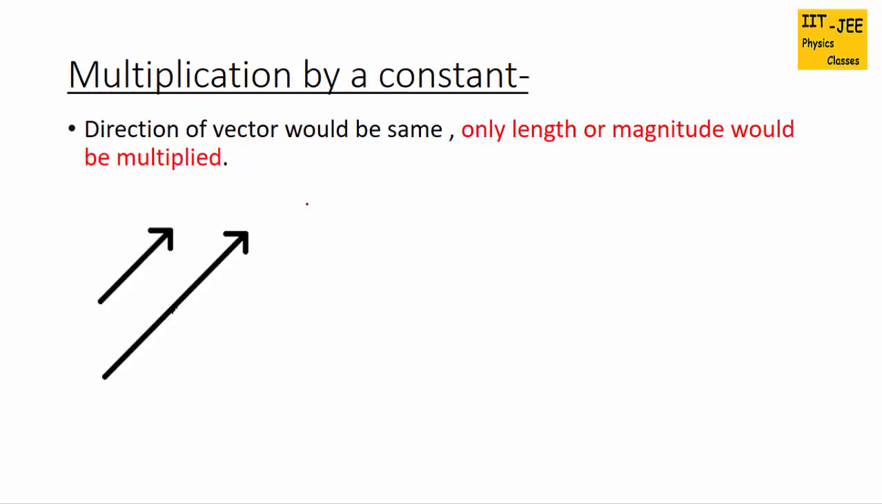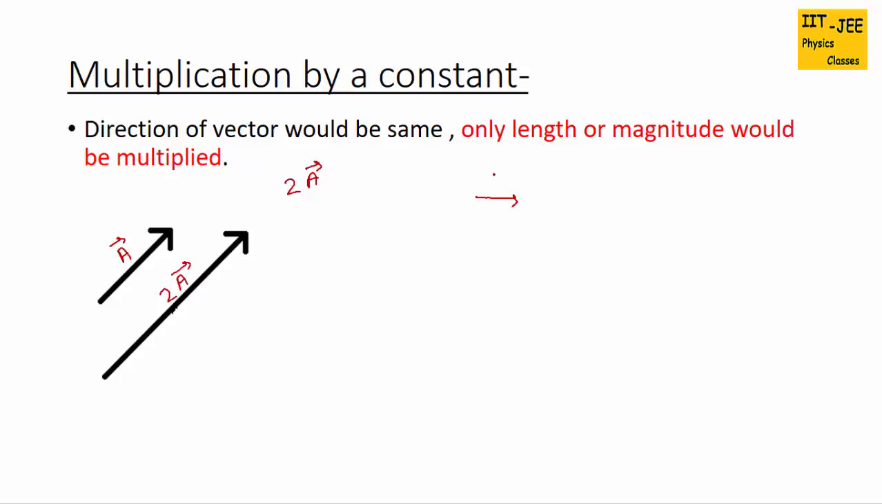Multiplication by a constant. Like we have vector A here and we want to draw vector twice A, means we are multiplying this vector A by 2. 2 is a constant. So direction of 2A would be the same as vector A but the length would be twice. This is the 2A vector. So 2A vector would have the length twice the vector A and direction would be the same.